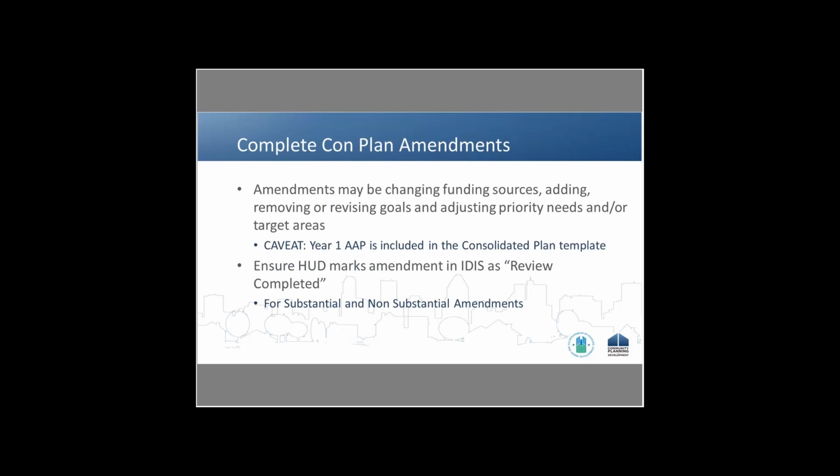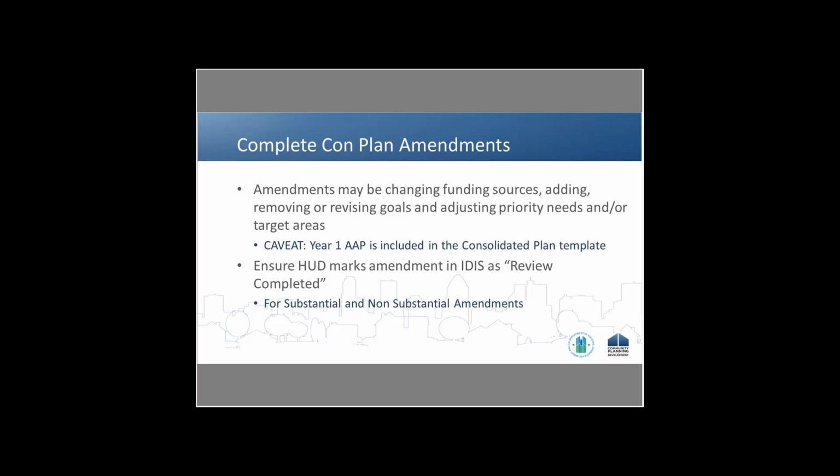And as I was saying, amendments to your comp plan may involve changing a funding source. You may be receiving a new CPD funding source. You may be adding, removing, or revising goals, especially for those of you who are in year 3, 4, or 5 of your comp plan cycle. There's a very good chance that your priority needs or your strategic plan goals have changed, and those all require amendments to your consolidated plan.